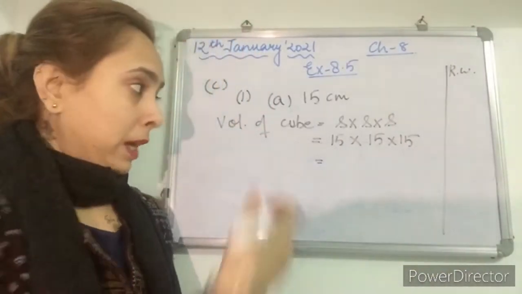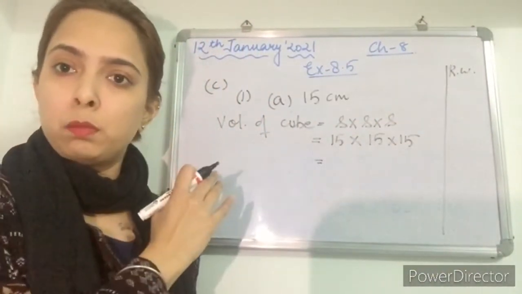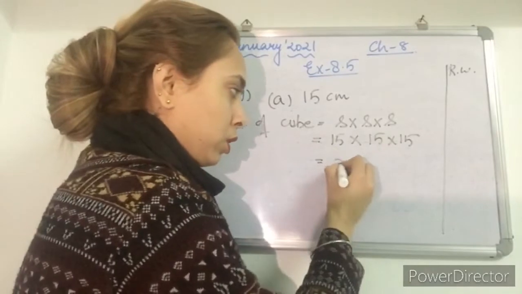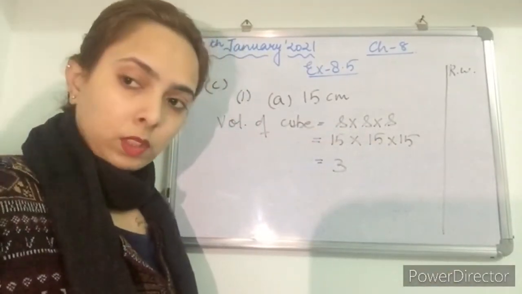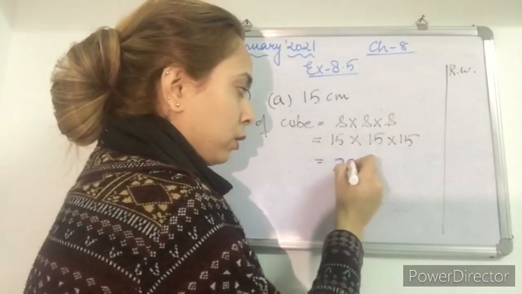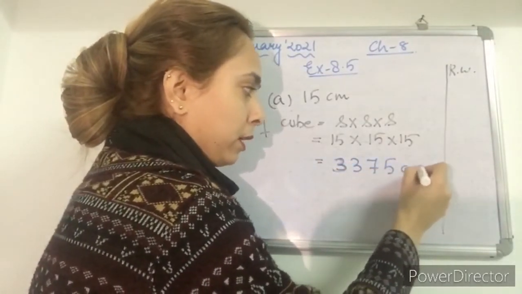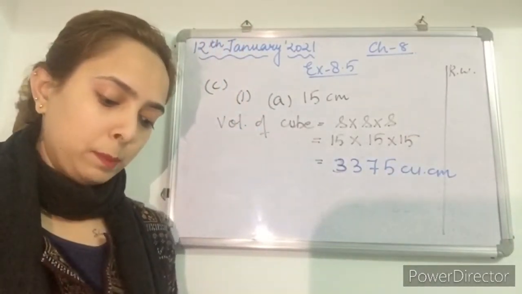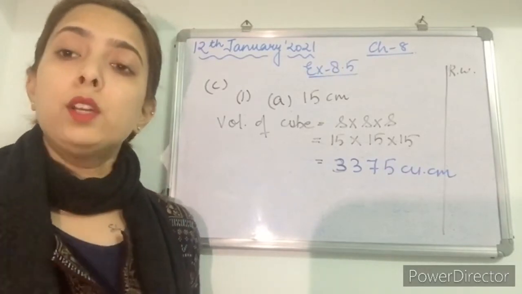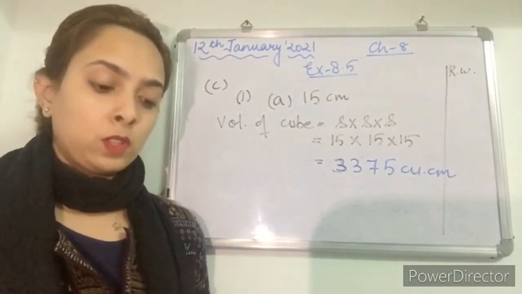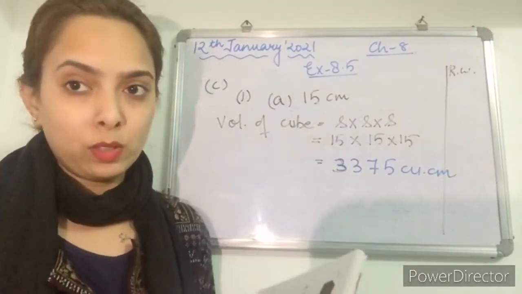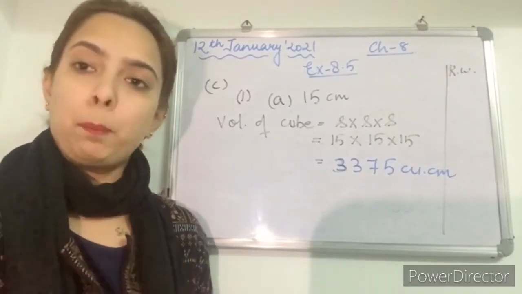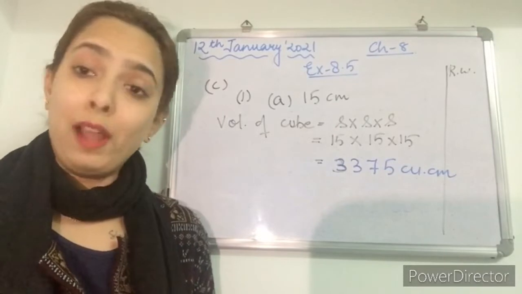After multiplying all these numbers, you will get the answer as 3,375 cubic centimeters. You have to be very quick. While multiplying you should know the tables so that your multiplication will not take time and you will be able to find out the correct answer. So in this way you have to solve all the rest of the parts. Simply apply the formula and multiply the values.